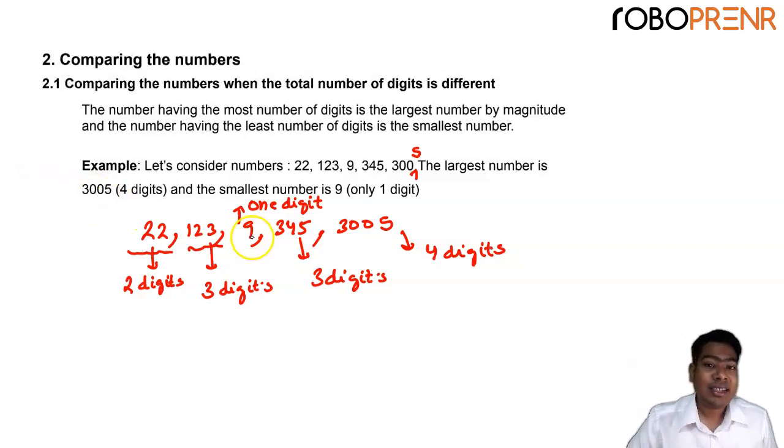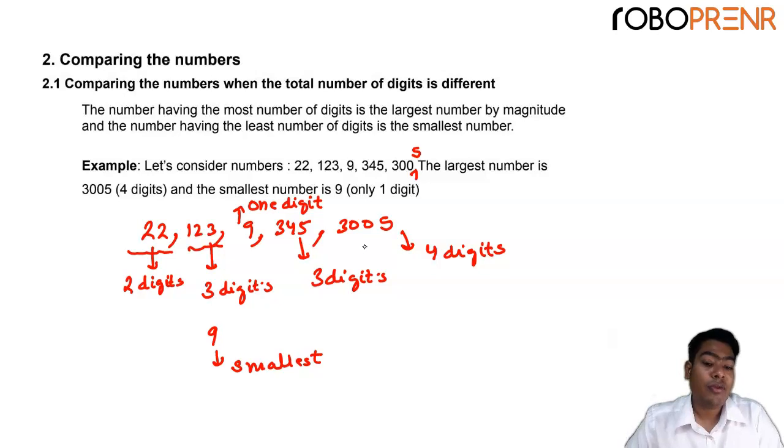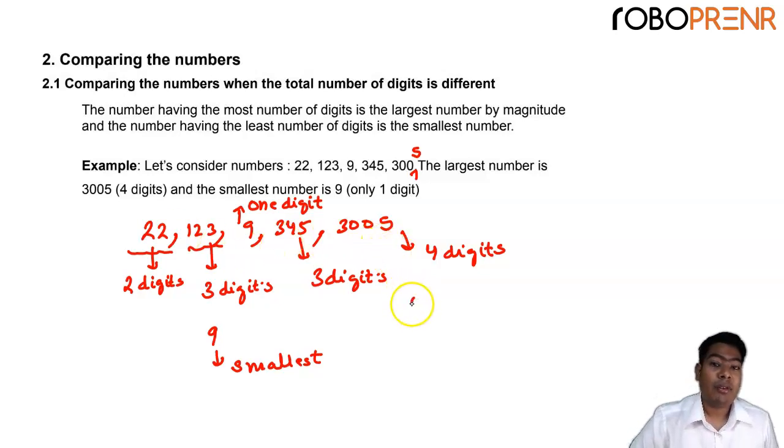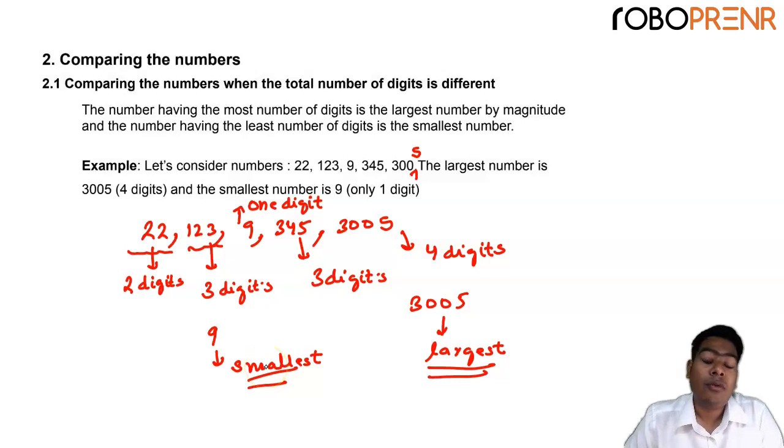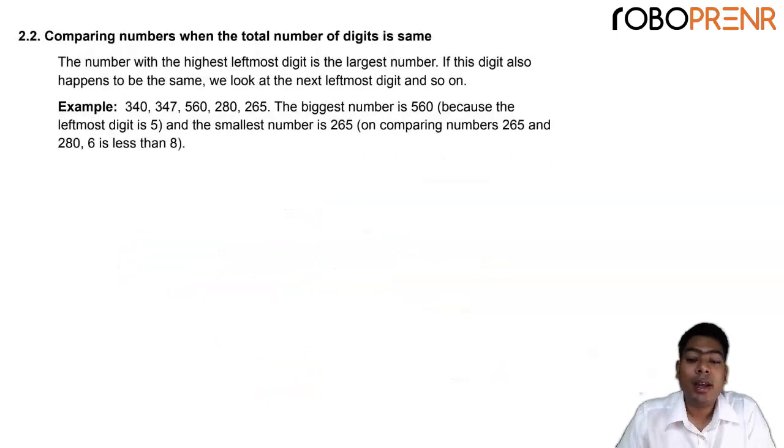By our understanding, we can say that 9 is the smallest number because it consists of only 1 digit. And 3005 has 4 digits, the largest number of digits in this case, so 3005 is the largest number. This is the comparison of two or more numbers when the number of digits is different in each case. Now let's take the second case.